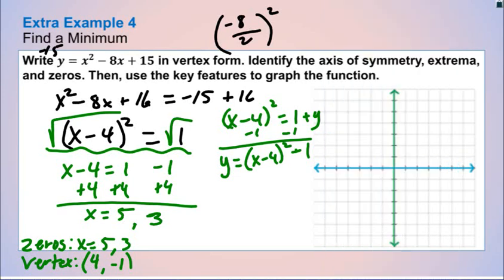Now let's go to here. Let's plot those. So 5 and 3. And then I have 4 and -1. So here's my parabola.